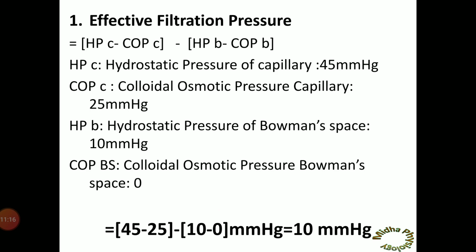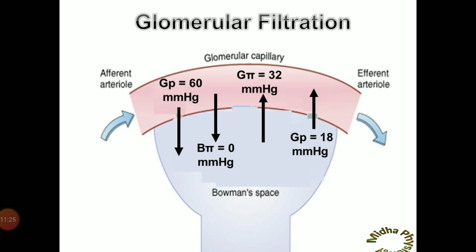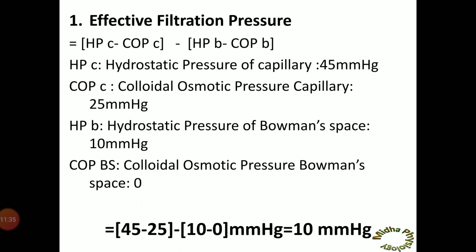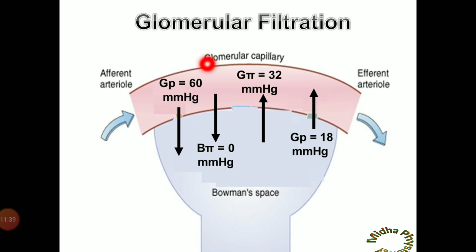Now, if we subtract all these values, we can find that the effective filtration pressure would be 10 millimeter of mercury. A similar thing you can see here again. Here, the values are a little bit different. You can find these values in some standard textbooks also, but you should not be confused. These are just the normal range, 45 to 60.